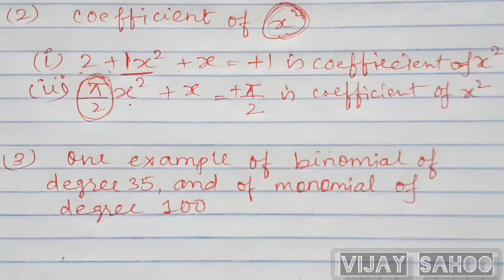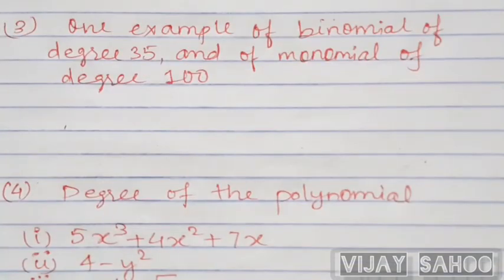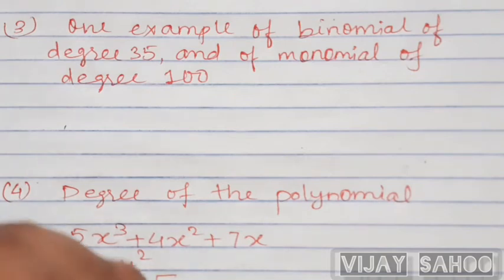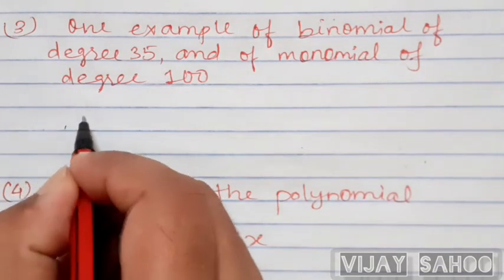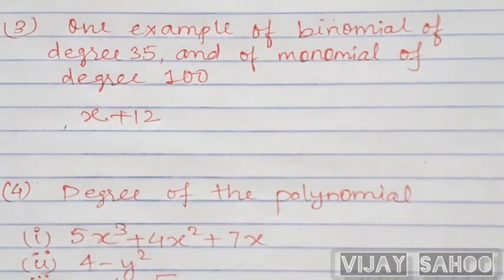Now we'll move towards the third question. In the third question, we have to give one example of a binomial of degree 35 and a monomial of degree 100. Binomial means what? 2 terms will be there. If you have seen the introduction, you might know that. So let us take a variable x and the term 12. You can take any value, like y plus 19, y plus 17.